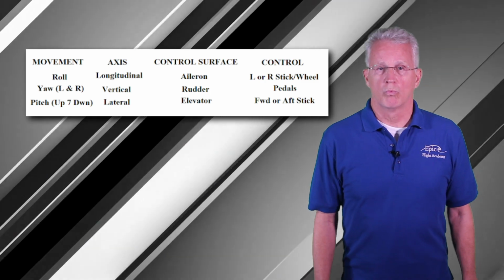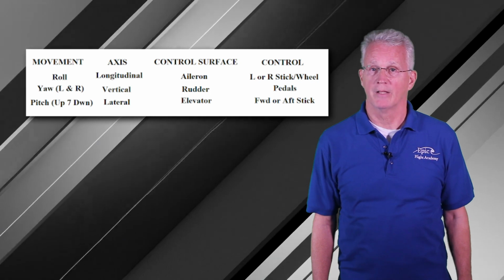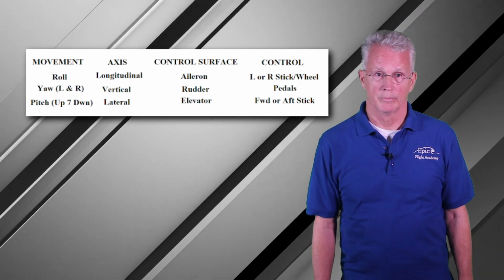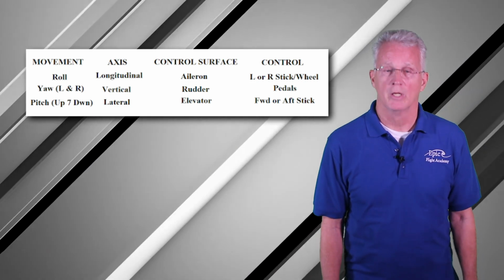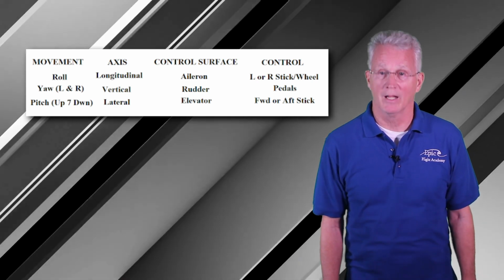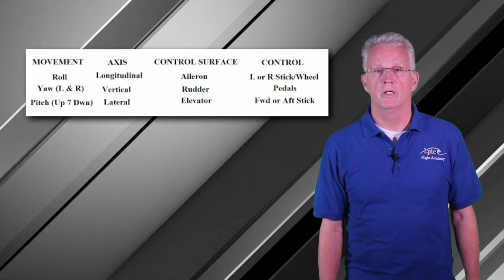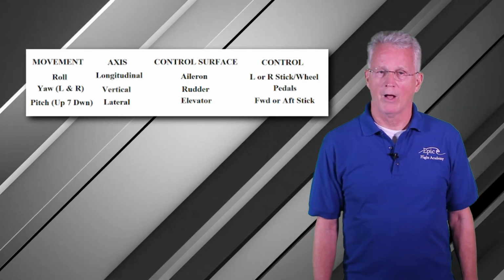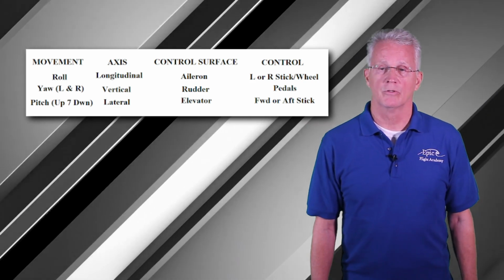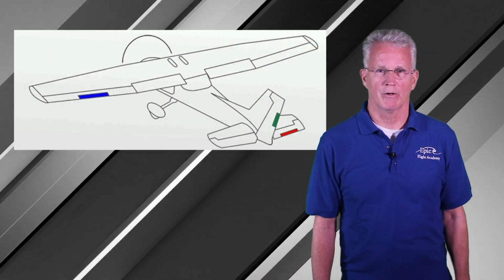The movement roll is around the longitudinal axis, controlled by the ailerons, which are controlled by the stick or the yoke. The movement of pitch is around the lateral axis, controlled by the elevators, and again, controlled by the stick or the yoke. The movement of yaw is around the vertical axis, controlled by the rudder, and the flight control is the pedals. Now, there are several secondary flight controls.